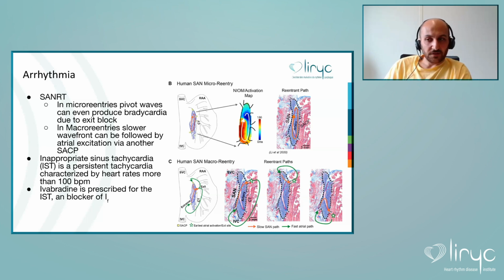But about inappropriate sinus tachycardia, the main causal mechanism is still unknown. We just know that ivabradine, which blocks the funny current, can control the IST, but ivabradine has lots of effects that are not good enough. So right now, for IST, they try to ablate the SA node itself, but of course, ablating the SA node carries the probability of needing a pacemaker.